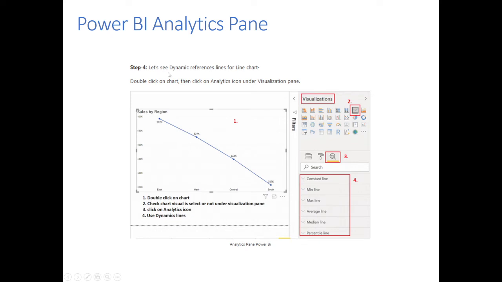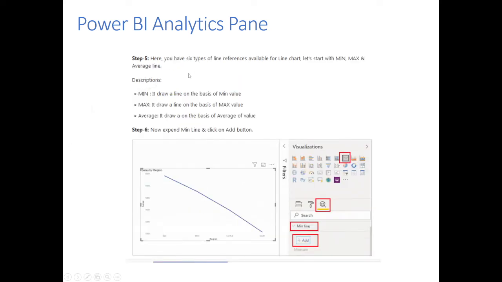Then step 4, let's see the dynamic reference line for the line chart. Double click on the line chart icon under the visualization pane. Then check on the chart visual, select or not under the visualization pane. If this is selected, then click on the analytics icon. It's number 3, and then use dynamic lines. So here are the dynamic lines. Here you have 6 types of line references available for the line chart.